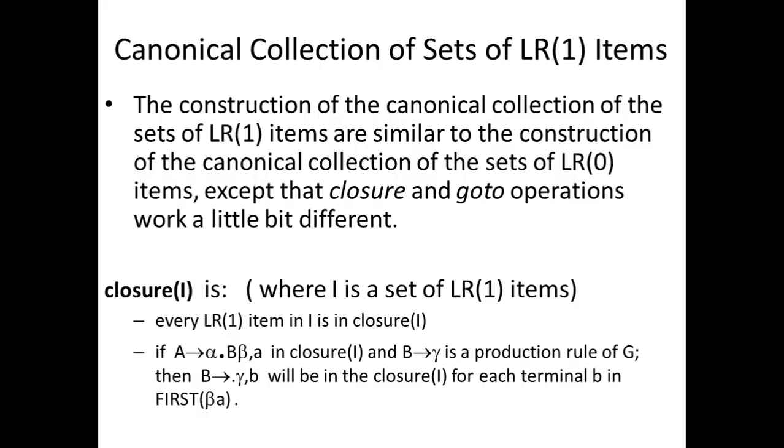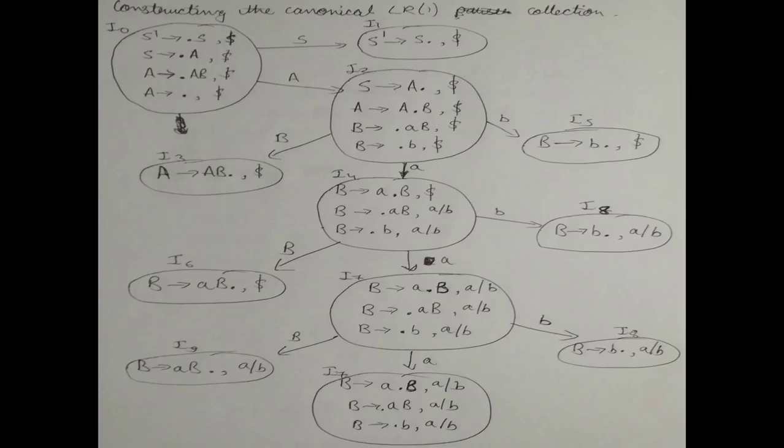Thus we use the following algorithm over here. Now, since we have the grammar as S' gives .S, $; S gives .A, $; A gives .AB, $; and A gives .. For the first prediction we can see that the look ahead is dollar, because after S' we don't have any terminal. Thus, the look ahead is dollar.